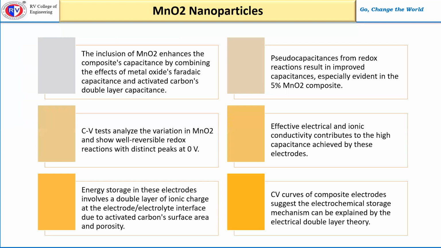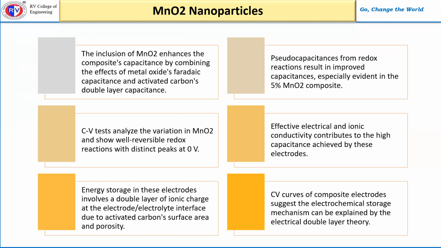Coming to results, the inclusion of manganese oxide enhances the composite's capacitance by combining the effects of the metal oxide's Faradaic capacitance and activated carbon's double layer capacitance. And the pseudo capacitance from redox reactions results in improved capacitance, especially evident around the 5% manganese oxide composite. And the CV tests analyze the variation in manganese oxide and show well reversible redox reactions with distinct peaks at 0 voltage.